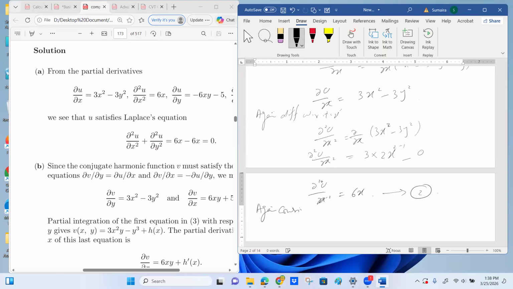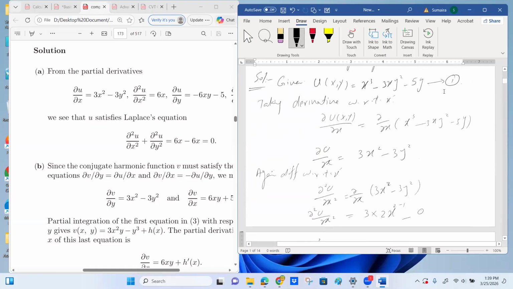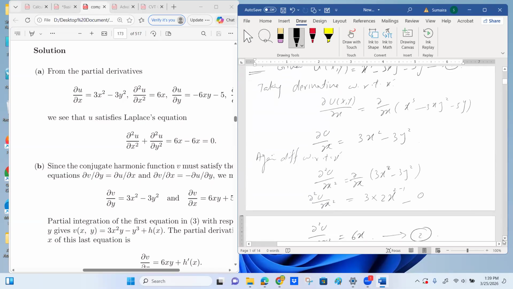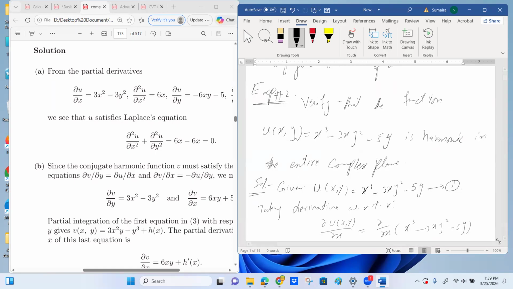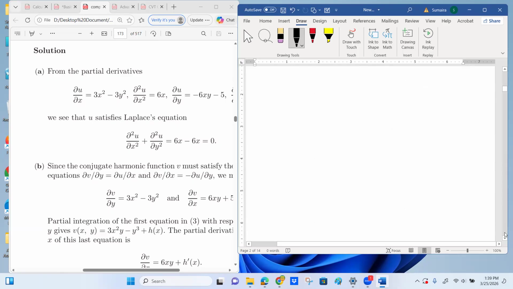Again, consider equation number 1. U of xy is equal to x cube minus 3xy square, and the last term is minus 5y.